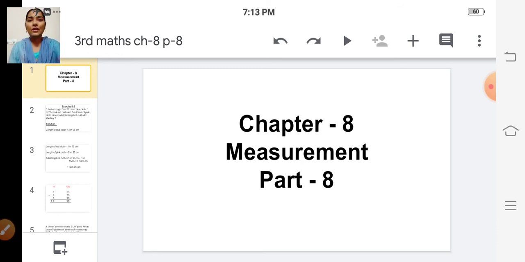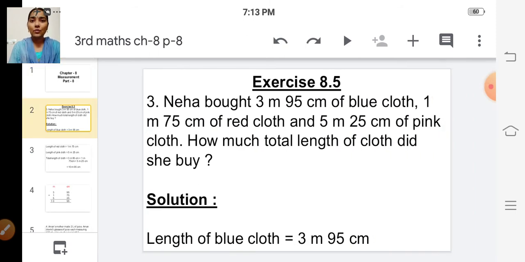Today we shall do the word problems. Exercise 8.5, third question. Neha bought 3 meter and 95 centimeter of blue cloth. So what is the length of the blue cloth? 3 meter and 95 centimeter. And 1 meter 75 centimeter of red cloth. So what is the length of the red cloth? It is 1 meter 75 centimeter.